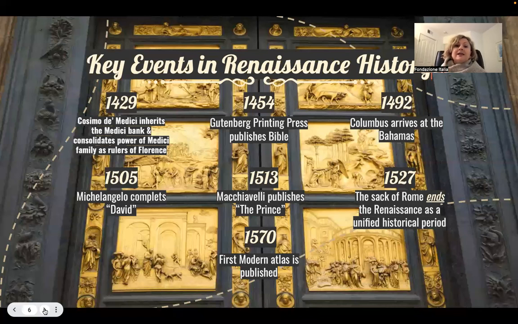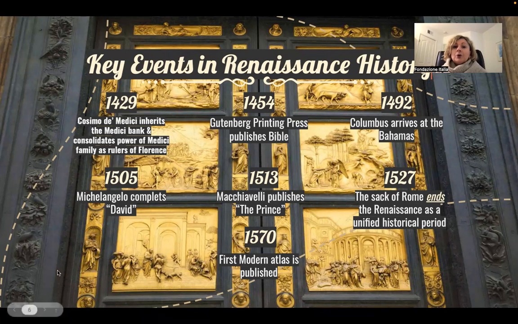The key events of the Renaissance, then. In 1429, Cosimo de' Medici officially becomes the ruler of Florence. The Medici were one of the most powerful families of Florence, but they managed to become the leaders of Florence. He inherited the banks from his father, and Cosimo is responsible for consolidating the power that the Medici family had. The Medici at this point had a large influence all over Europe, and they were very well connected with the courts and the nobility and the wealthy of all Europe, because their banks and their money, il fiorino, is a very good currency. Everybody wants to have the fiorino because it was based on gold.